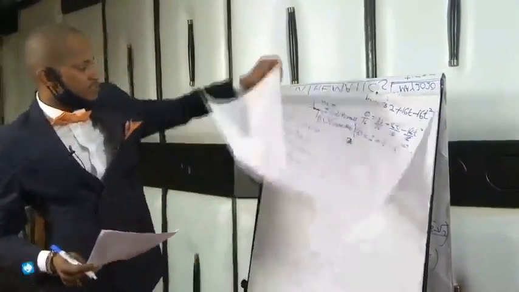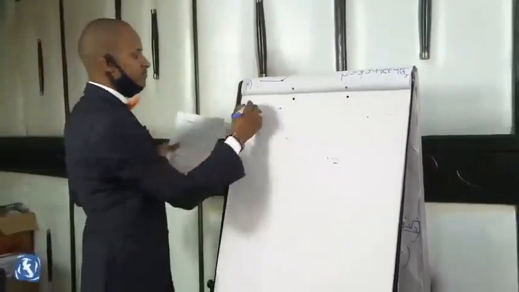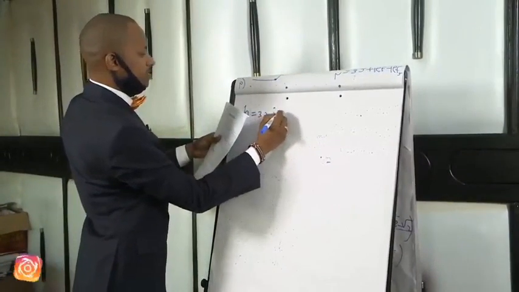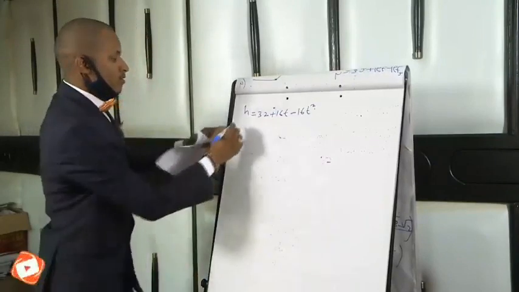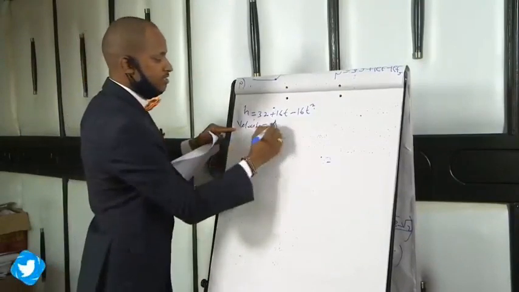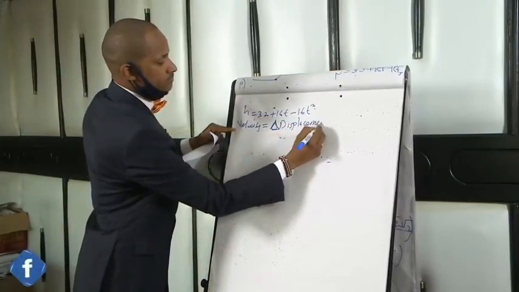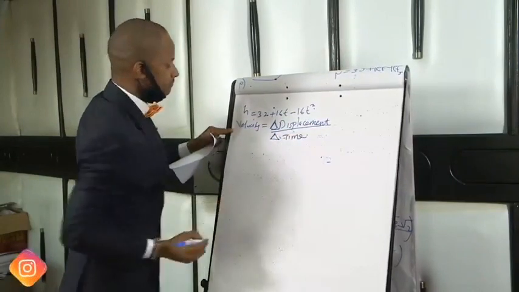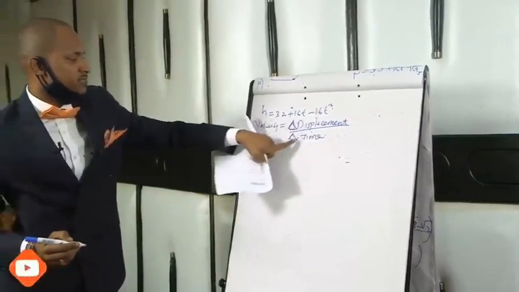So we want to find the velocity at which he hit the water surface. From our initial equation, h is equal to 32 plus 16t minus 16t squared. Velocity is given by change in displacement divided by change in time. This sign means change. So when we want to get the velocity, it is change in displacement over change in time.